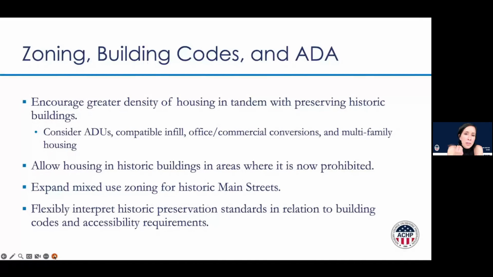And so we state that in the policy statement and say that we support zoning changes that add ADUs, help to facilitate infill development, help to facilitate office to commercial conversions. You would not believe the number of communities that still, even in their downtowns, bar those kinds of conversions by prohibiting or making it harder for rehabilitation and for housing to occur.